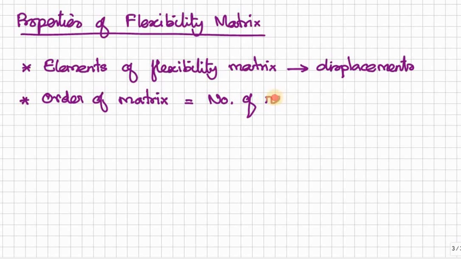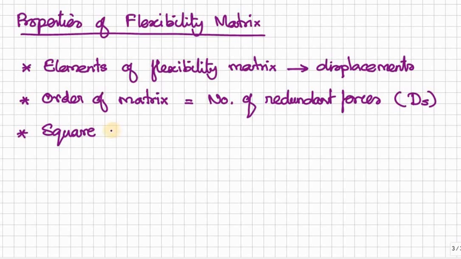So, for example, if the structure has statical indeterminacy to second degree, then this flexibility matrix size will be 2 by 2. This is a square matrix, that means you will always have the size n by n. And the diagonal elements are always positive.